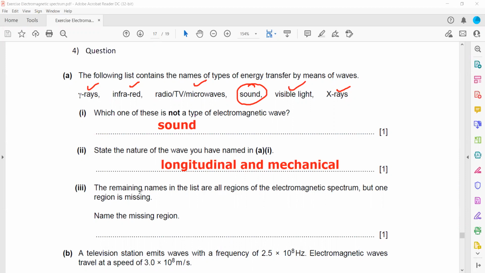The remaining names in the list are all electromagnetic, but one of the names is missing. What is missing here? We have gamma, infra, radio, visible, ultraviolet, but what is missing? UV or ultraviolet is missing here.